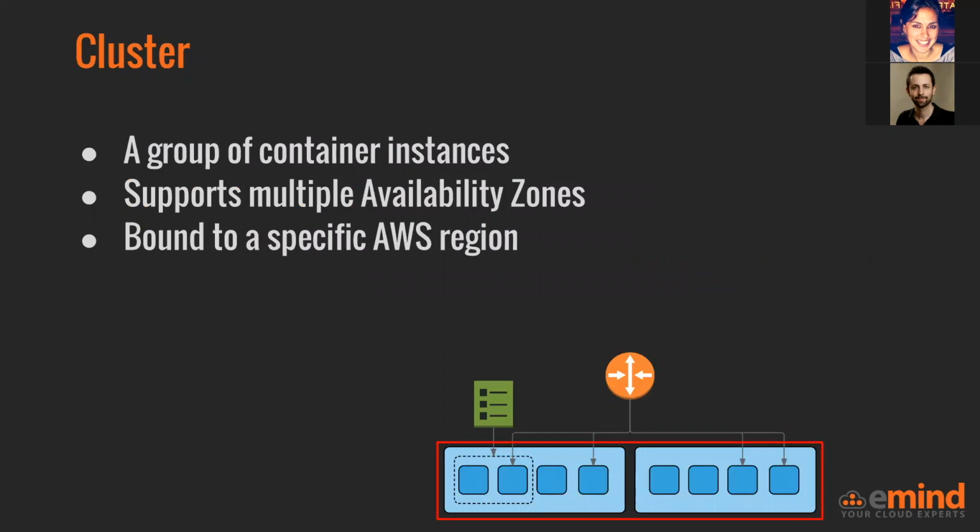So we have our ECS cluster. An ECS cluster is a collection of container instances. A cluster can and should be deployed in multiple availability zones. However, as of today, it cannot span multiple AWS regions. If you do need cross-region redundancy, you may deploy multiple clusters and add some sort of abstraction layer on top of them, like Route 53 or CloudFront. There are many solutions.